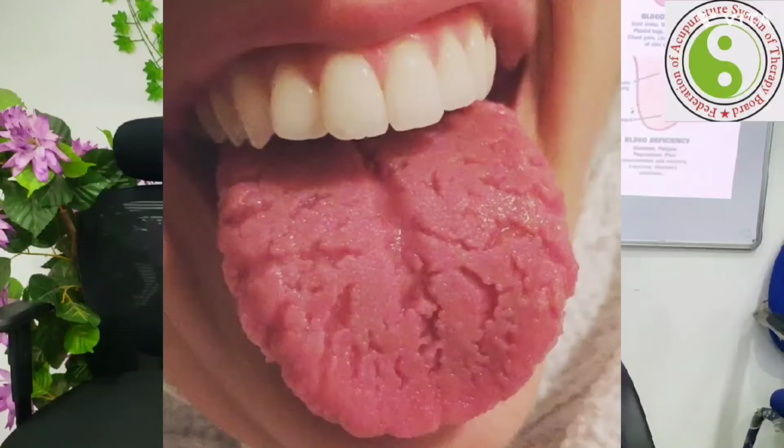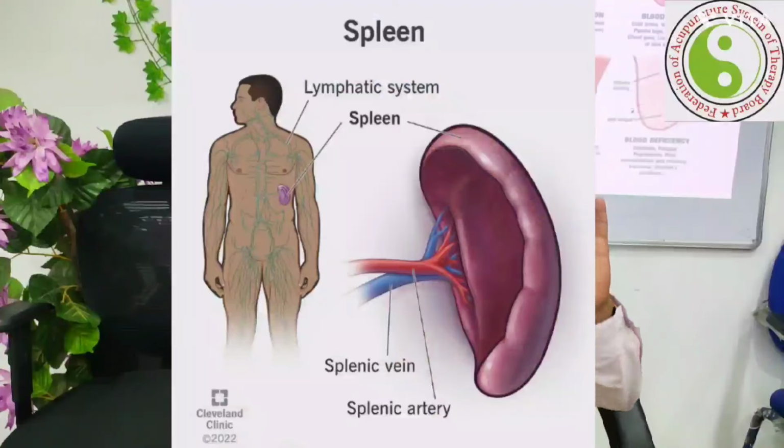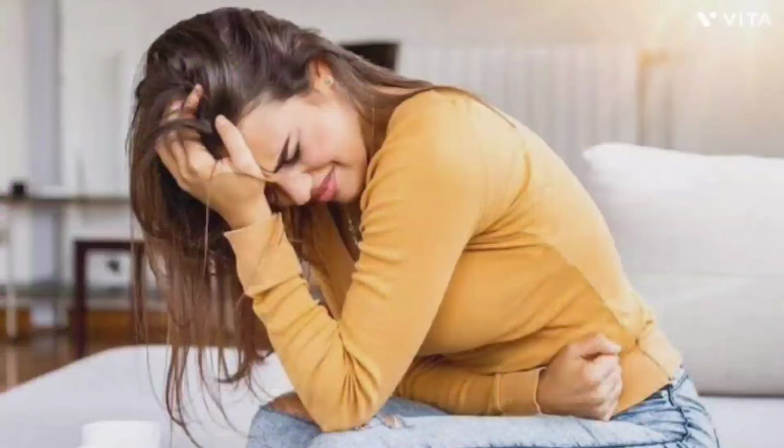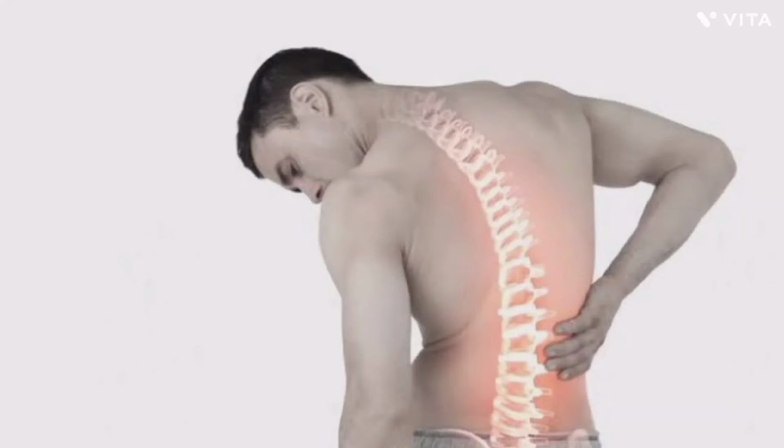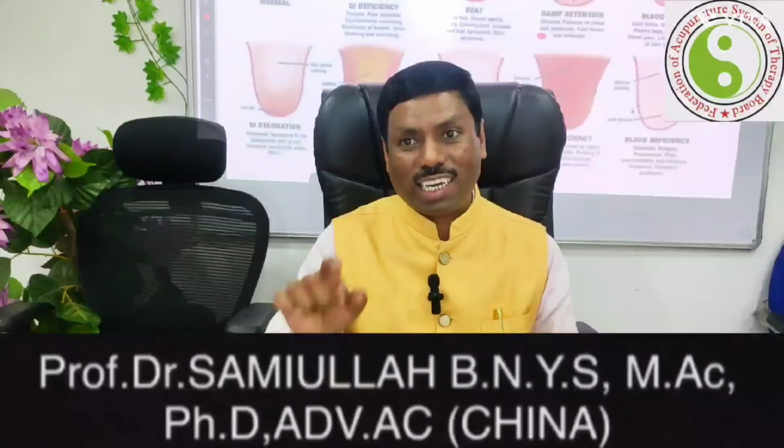This is the place where you can have cracks. This crack is related to the spleen and the stomach and then back pain, right? This much. Then you can have a look further down. Here also a crack is there. That crack belongs to the pulmonary system. That crack belongs to the chest cavity or the thorax cavity.